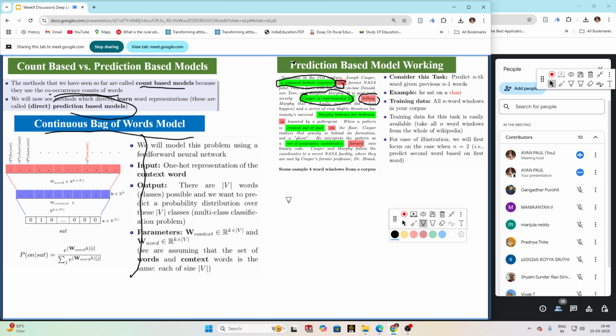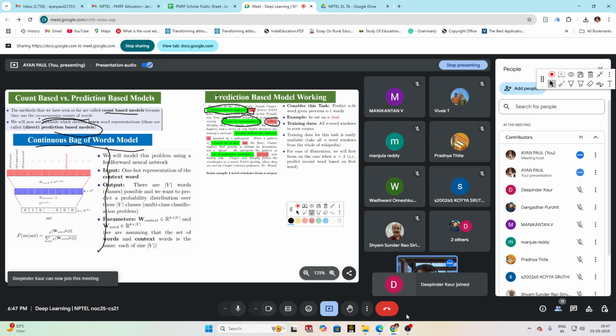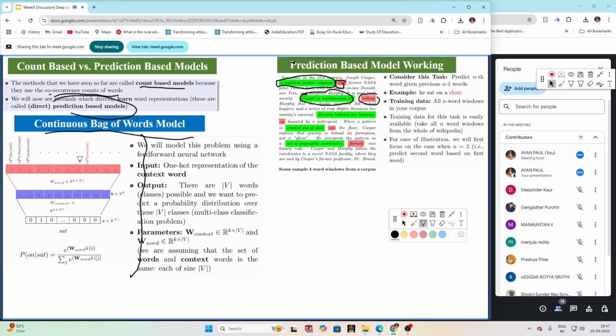What is the input of the continuous bag of words model? The input is the one hot representation of the context word. And what is the output? There are V word classes possible, and we want to predict a probability distribution over these V classes. We have already discussed in the co-occurrence matrix that there are two things: one is word, and the second one is context.